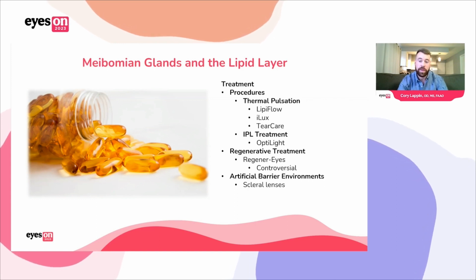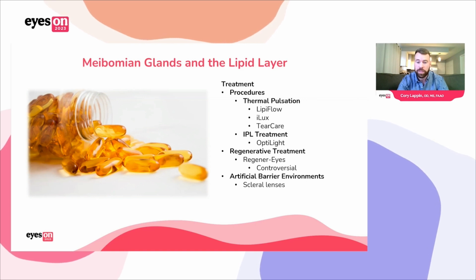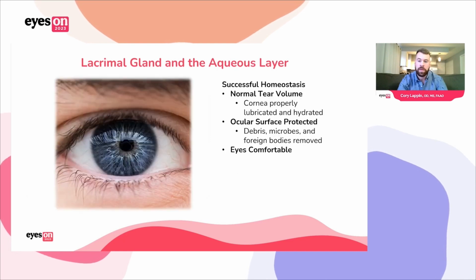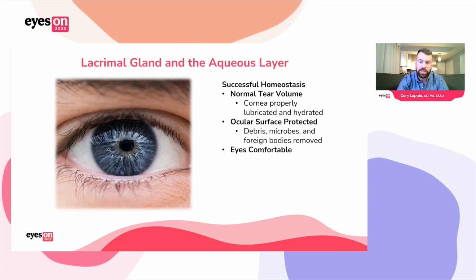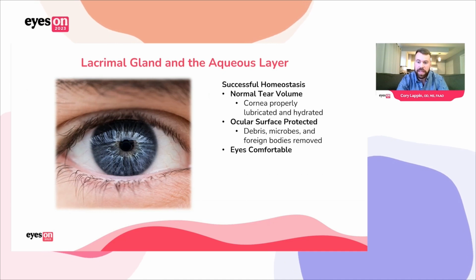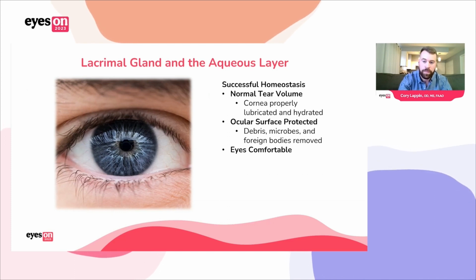Additionally, we can attempt to clear any clogged glands with thermal pulsation procedures, or we can use IPL to try to stimulate the function of the meibomian glands. And although it's routinely discussed, true cases of aqueous deficiency are relatively uncommon. So in the majority of cases, patients do not exhibit any issues with the aqueous layer, and the surface of the eye is properly lubricated and debris and potential pathogens are flushed away.